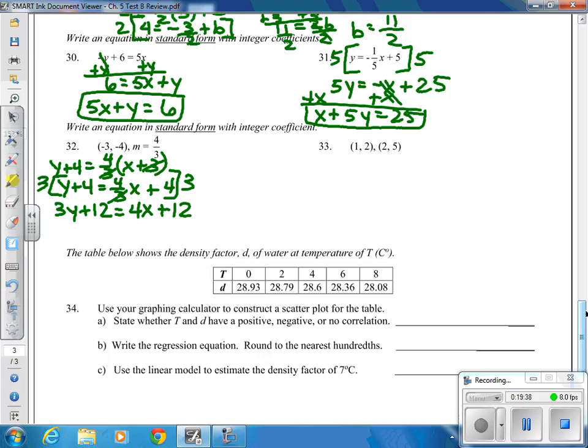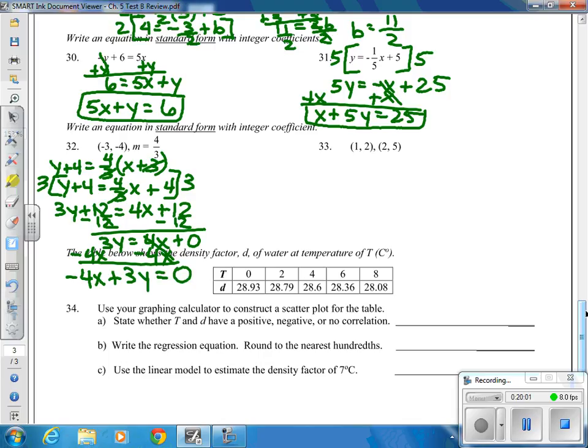All right, then I need to move some things around. I want to subtract the 12 over. So this gives me 3y equals 4x plus 0. And you do need to keep that 0 there because every equation does need to have a c value, right? Now I want to subtract the 4x over because it's on the wrong side. So this gives me negative 4x plus 3y equals 0.